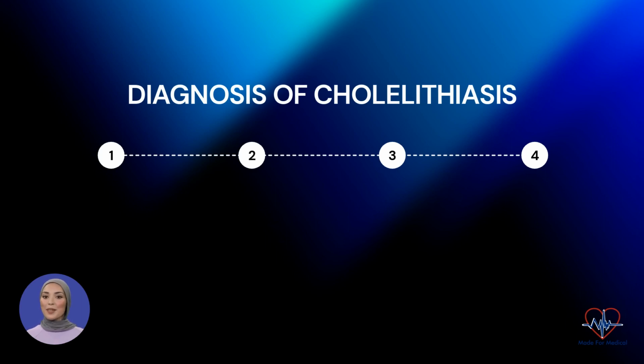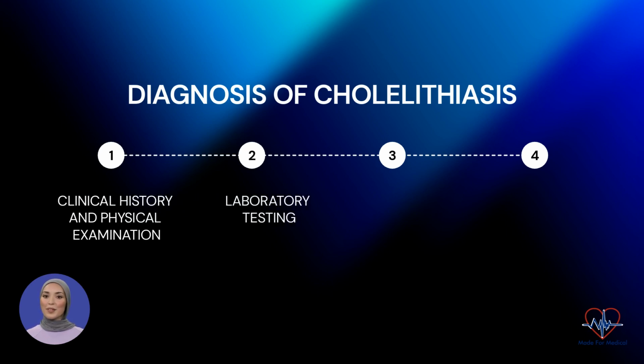Here are the key aspects of diagnosing cholelithiasis: clinical medical history and physical examination. The initial step in diagnosis is obtaining a detailed medical history and performing a thorough physical examination. This helps in identifying symptoms such as biliary colic, jaundice, and risk factors associated with cholelithiasis.